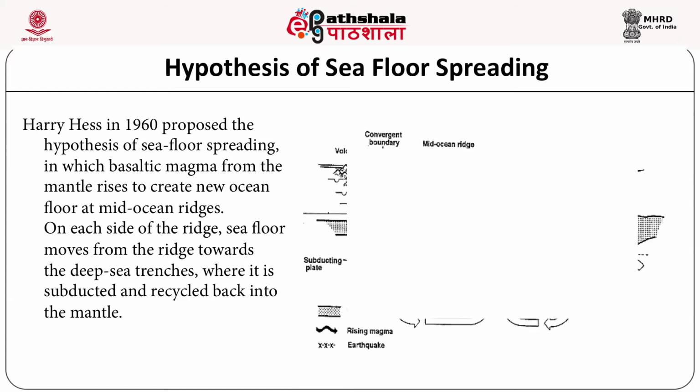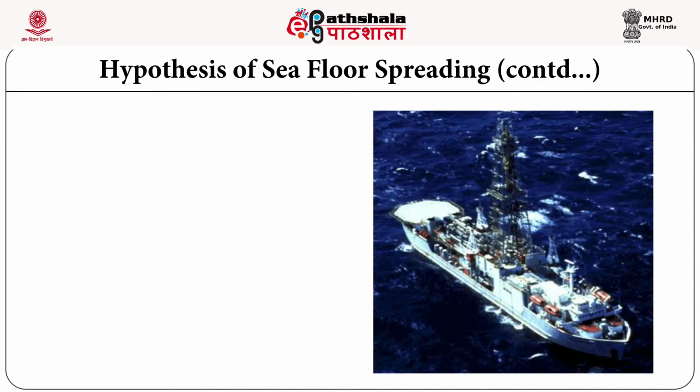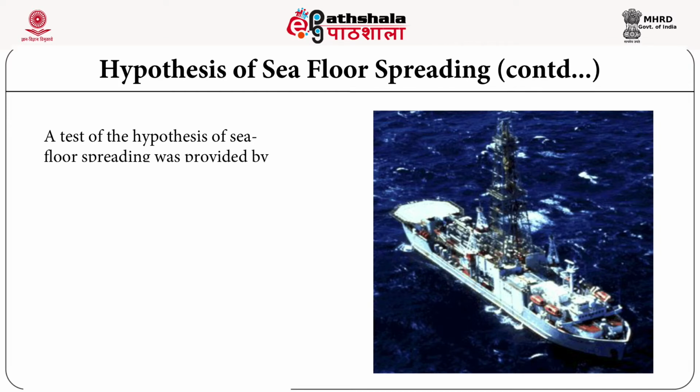Here you can see in this figure, the magma is coming along this divergent boundary, that is along the mid-oceanic ridges, and then it is moving away from the ridge towards the deep sea trench, subducting and getting recycled back to the mantle. A test of the hypothesis of sea floor spreading was provided by studies of Earth's magnetism.